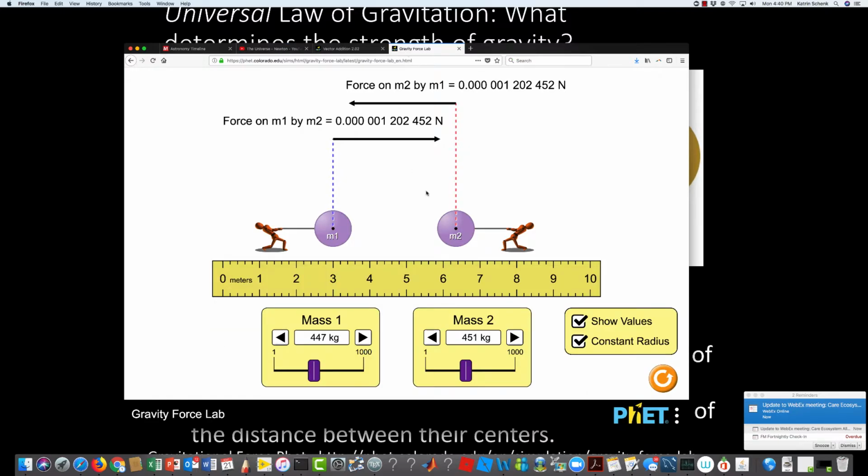All right. Here we go. So we have two people holding onto these masses because they are two masses and they are attracting each other. And here's the force. Now we measure forces in newtons. You don't really need to know that, but you can see it's a very small number, 0.0000012025452 newtons, right? Small number here because the masses are relatively small. Now, if you were really holding these two masses, 447 kilograms, apart from each other, you wouldn't be able to feel the force. It's a very tiny force.